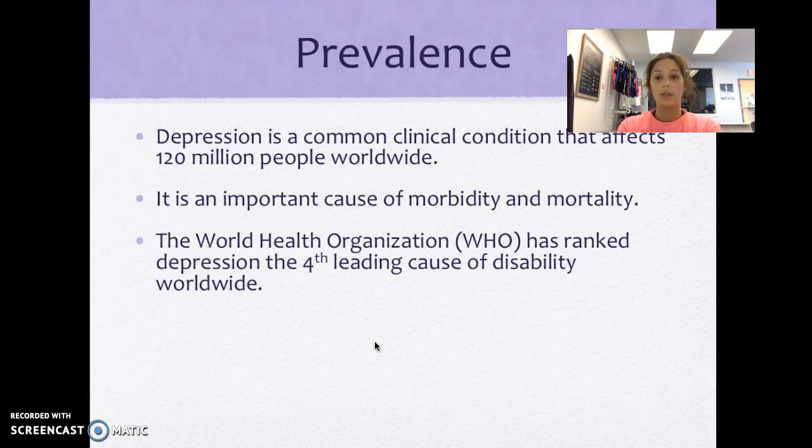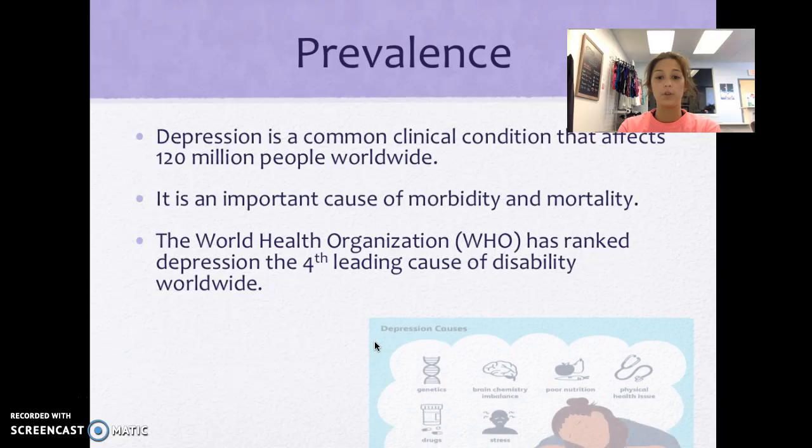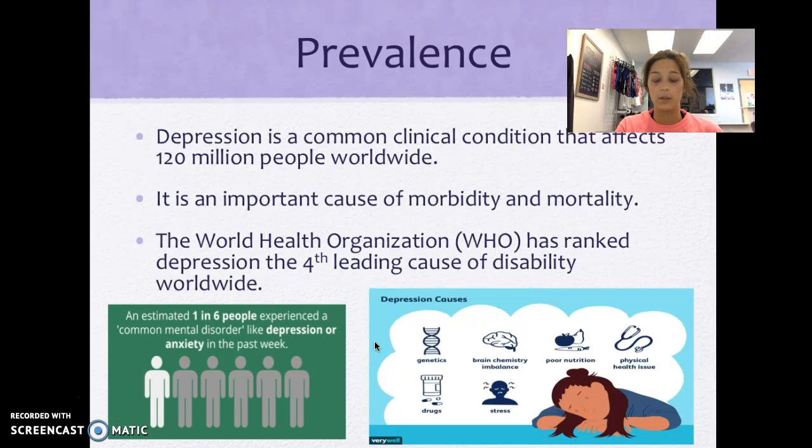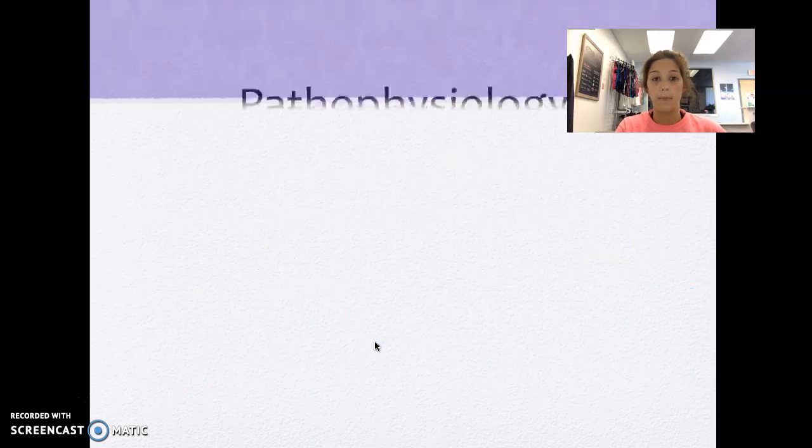The World Health Organization has ranked depression as the fourth leading cause of disability worldwide. The World Health Organization also believes that by 2020, it will be the second leading cause of disability. These are just a few illustrations of some causes as well as how often people feel these feelings of depression and anxiety in a short period of time.